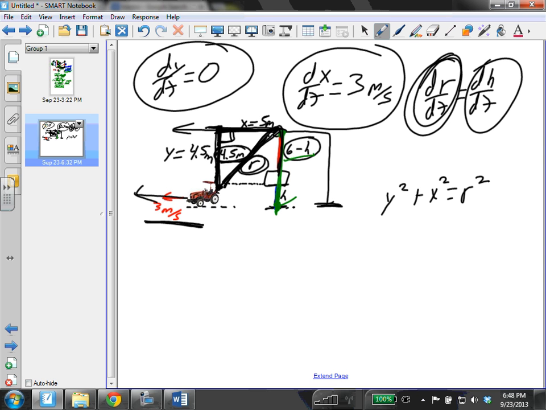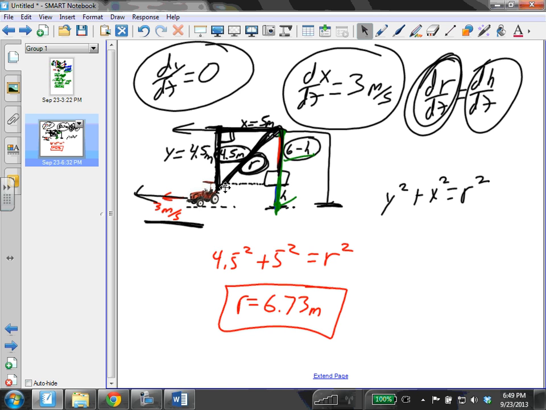Before we get started, I hope you can see that we're going to need to know a distance for r, because when we take the derivative, there's going to be an r in this thing. So if we use the Pythagorean theorem and plug in 4.5 for y and 5 for x, we can find what r is before we get started with our actual derivative. So 4.5 squared plus 5 squared is 45.25. And then if we take the square root of that, we get that the length of the rope at this moment is 6.73 meters. That's important. That's something that we will need to use.